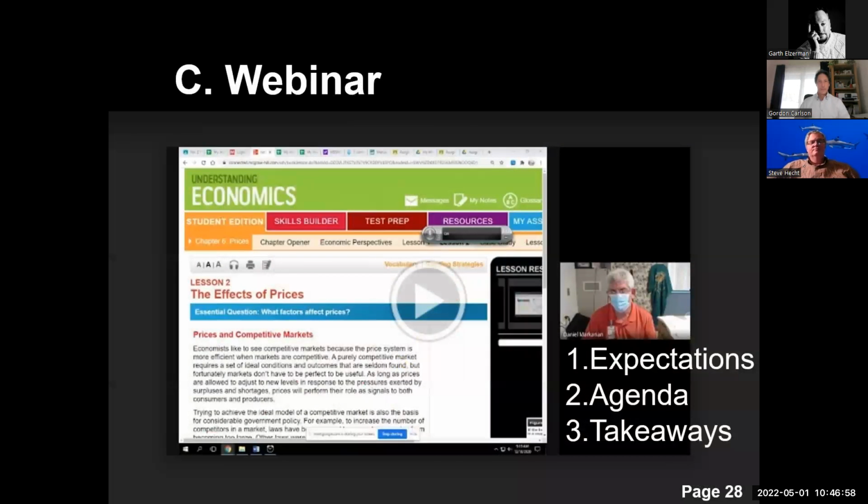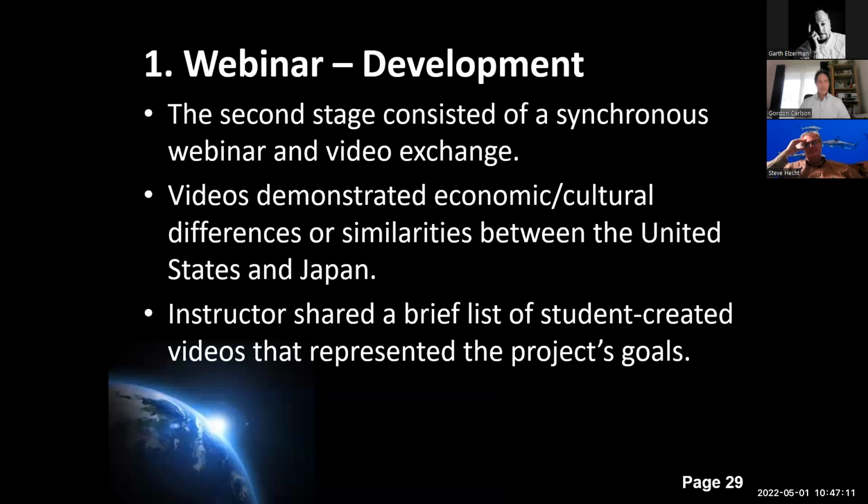So this was our webinar that we created, a 110-minute meeting, my students in class in the morning with Gordy's students at night in Japan at home. And let's show them the next slide. So we wanted to focus on these areas.